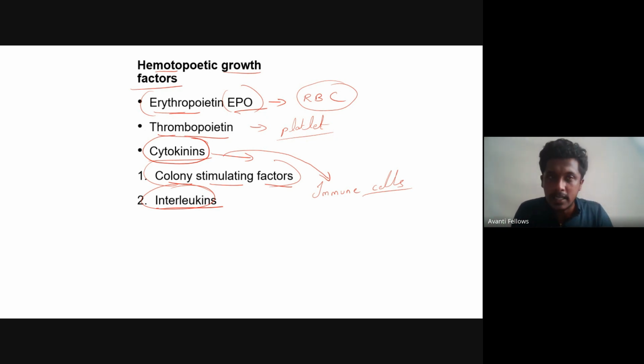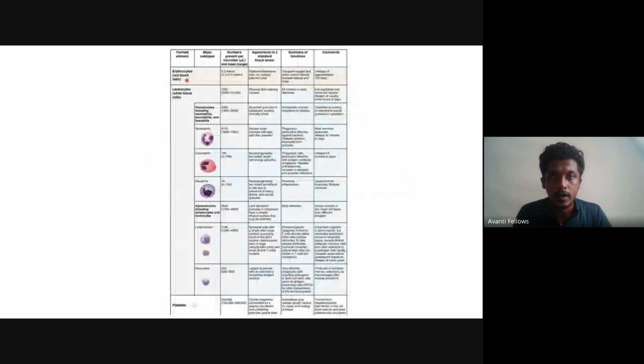What about cytokines? Cytokines have two more factors. One is colony stimulating factors. The next one is interleukins. So overall, what do cytokines do? They help in the formation of immune cells. What are immune cells? Basophils, eosinophils, neutrophils, monocytes, natural killer cells, etc. Got it? So these are called hematopoietic growth factors. These three names, you take it down. I hope you have taken it down, and I'll move to the next part.